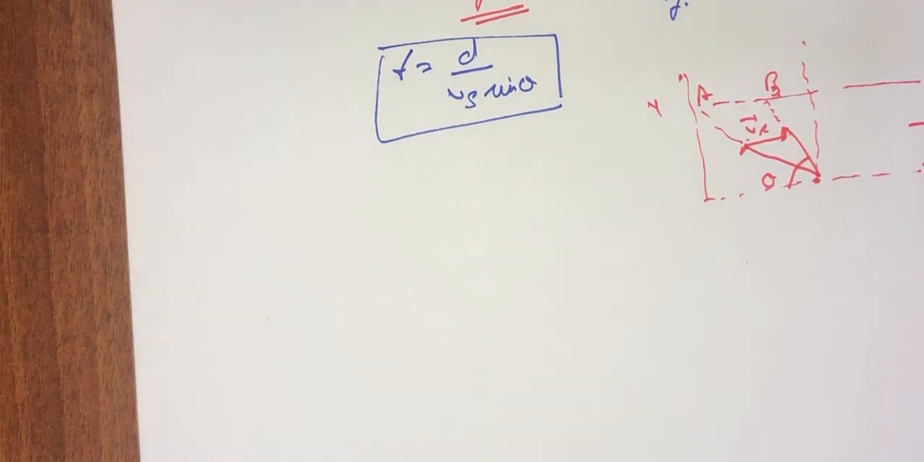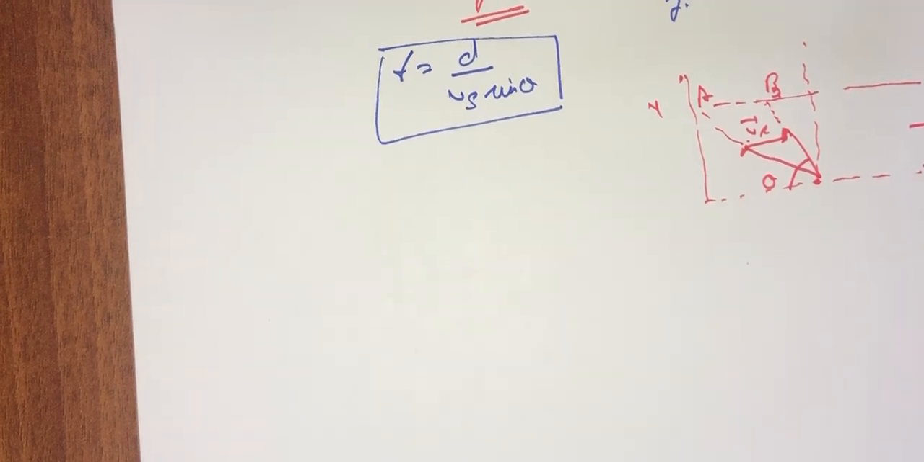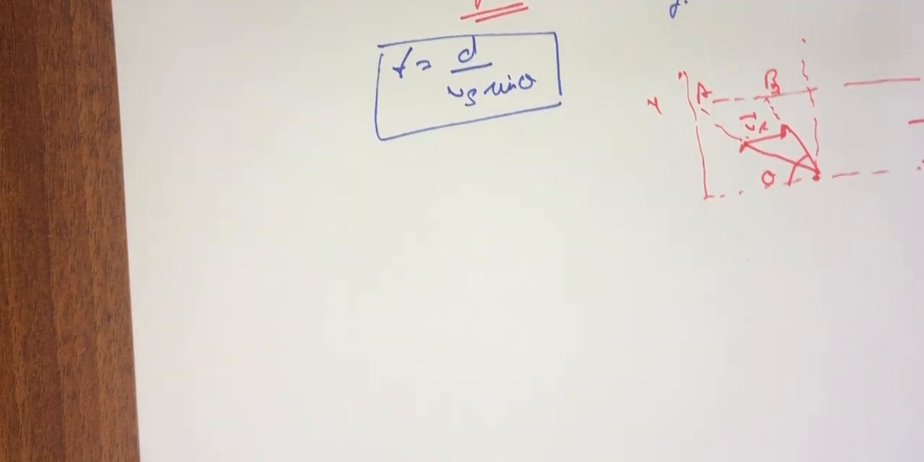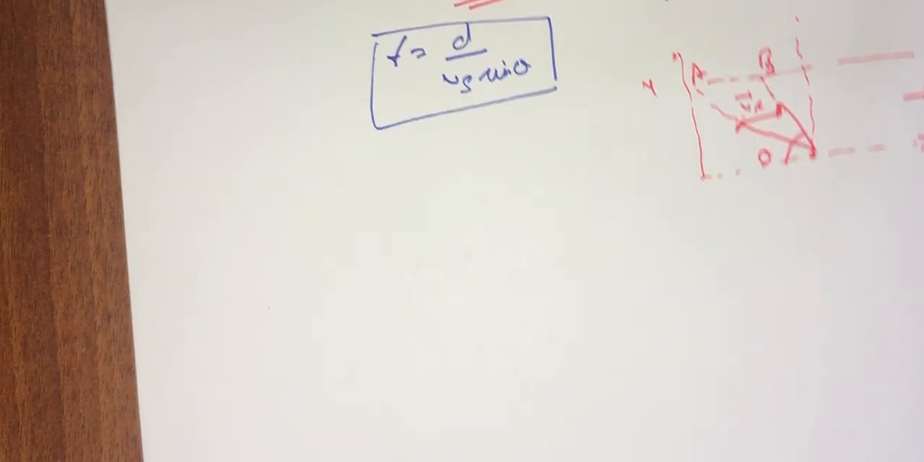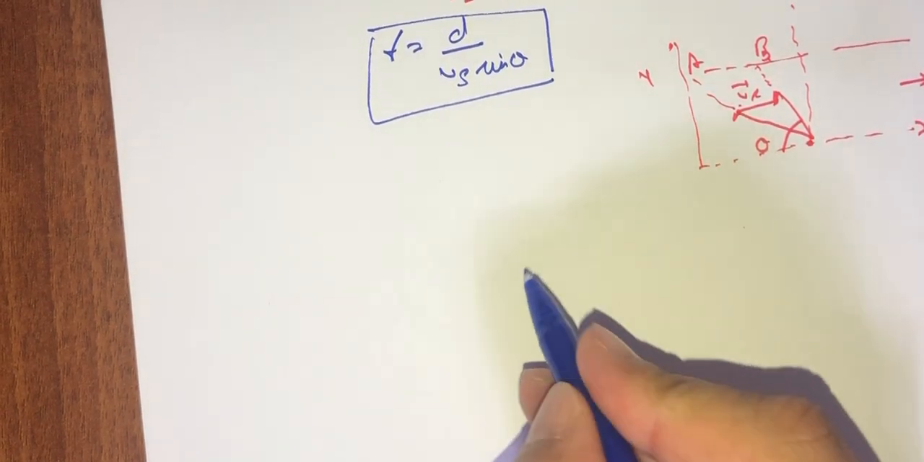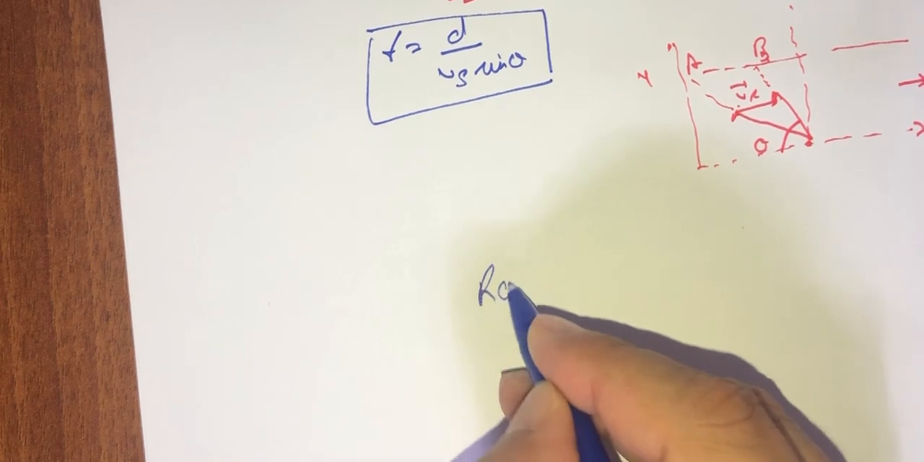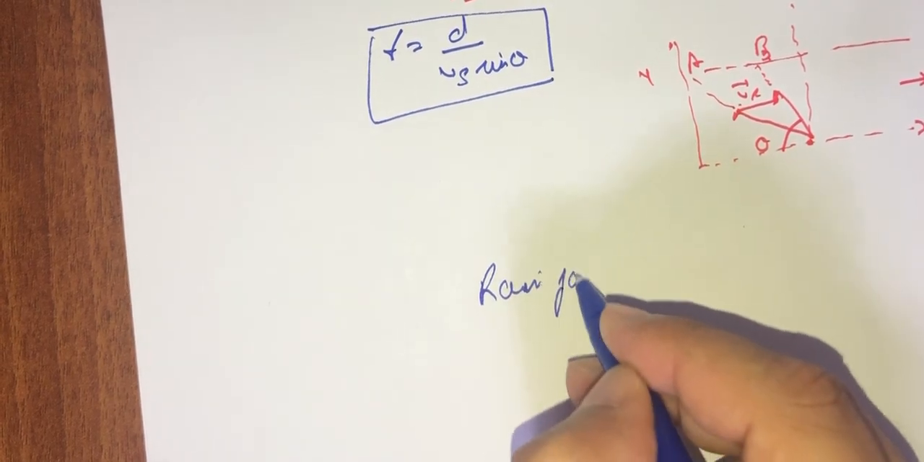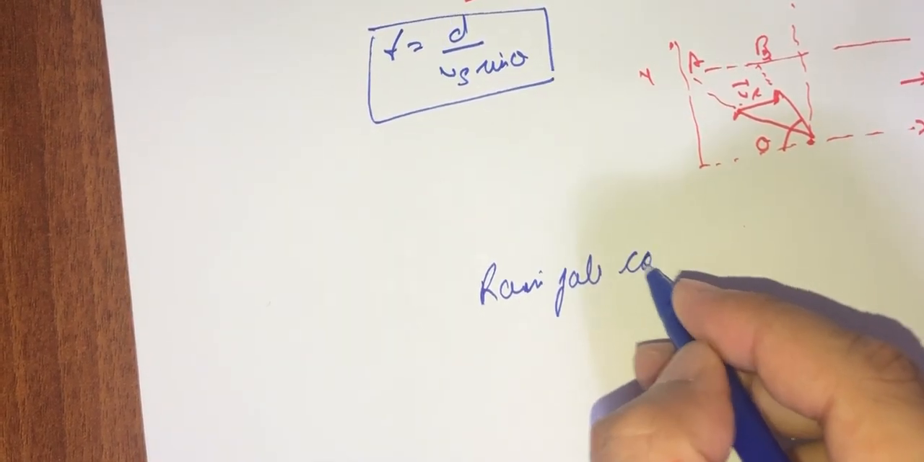Now there is another important application of this relative velocity that we can call the case of rainfall. That will be the case of rainfall, and it is the same with respect to relative velocity. Okay, so we can call this rainfall cases.